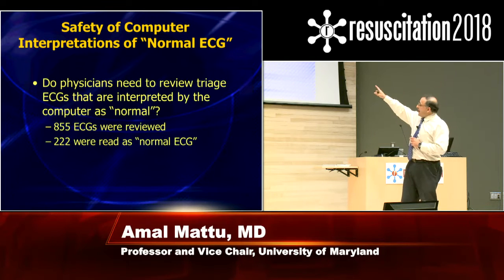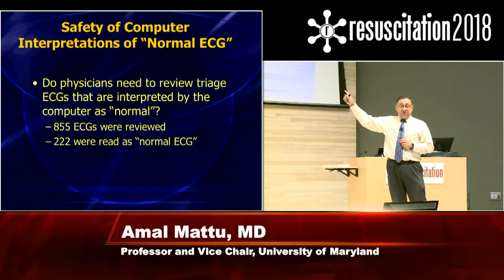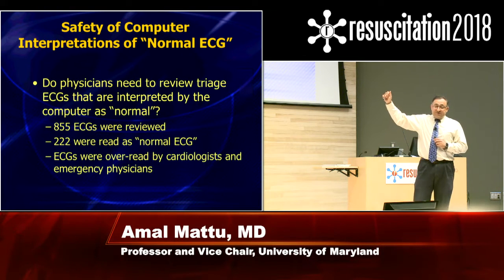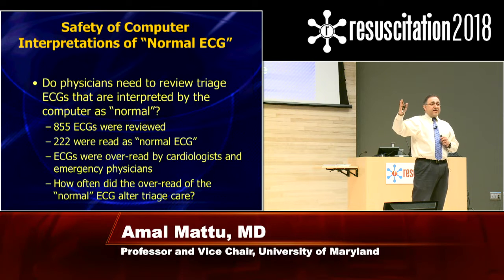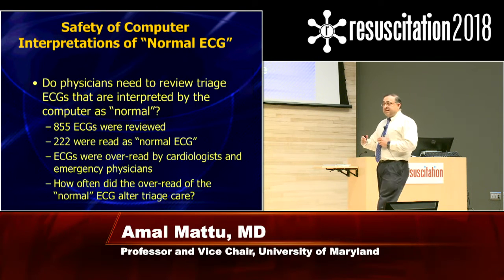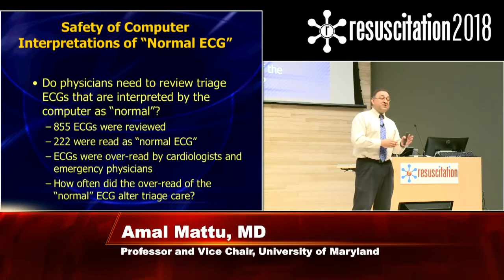What they did, they looked at 855 EKGs, 222 read as normal by the machine, all right? And ECGs were then overread by a cardiologist and emergency physician, and they said, well, how often was it that the ECG machine read it as normal, but we actually had to do something different with the patient?